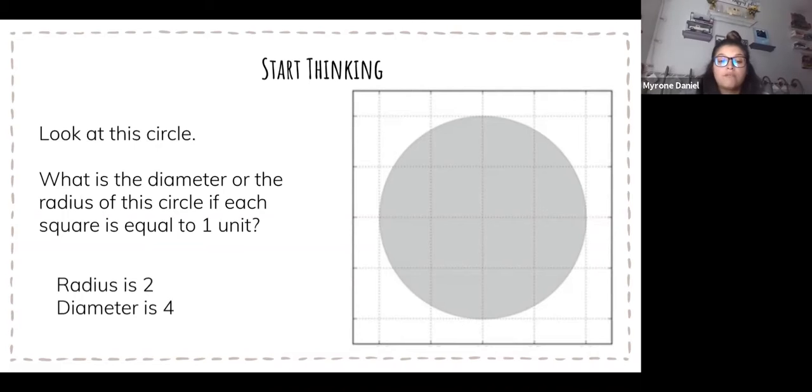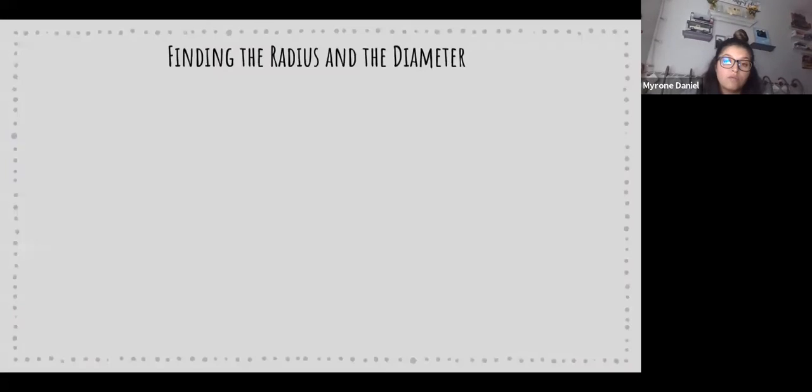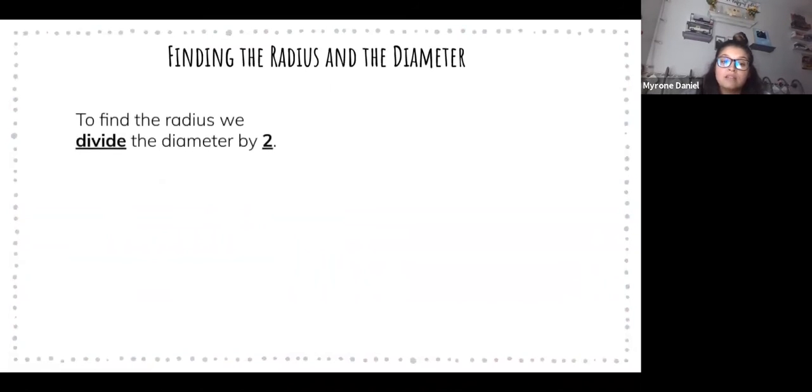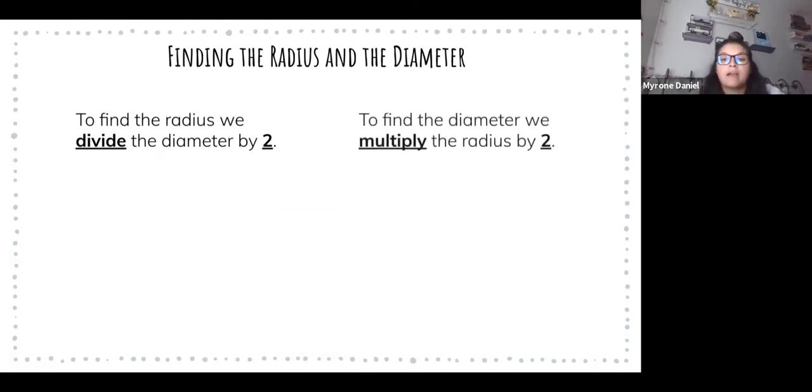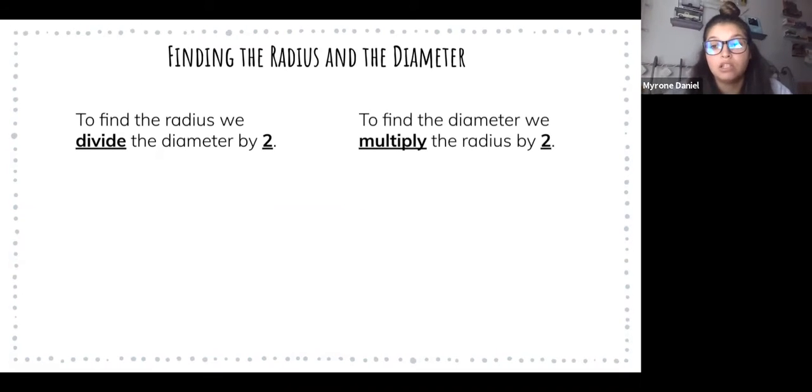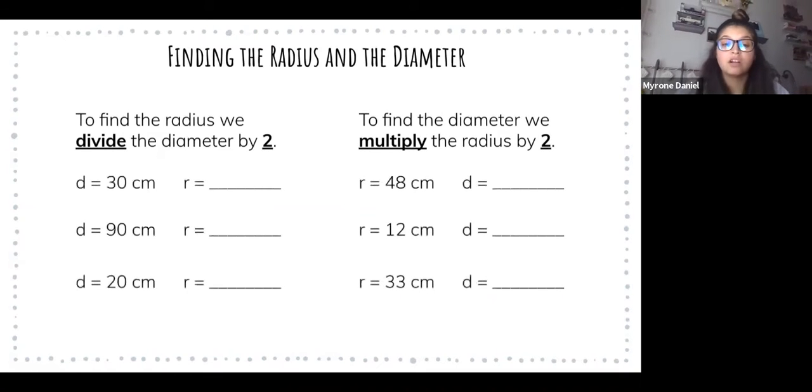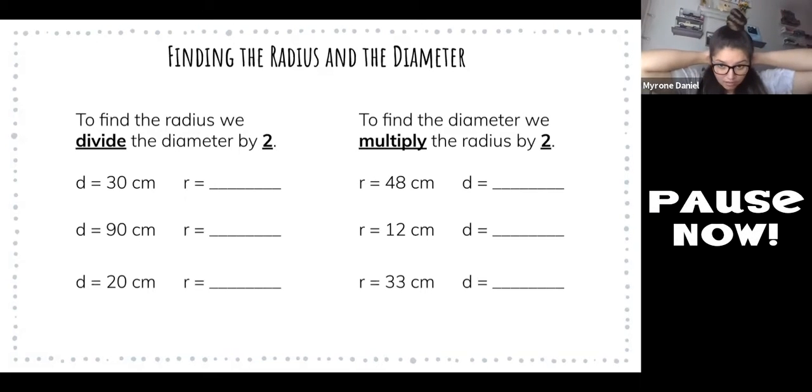We're going to go into how to find the diameter and the radius of a circle right now. To find the radius, we divide the diameter by 2. And to find the diameter, we multiply the radius by 2. Here are some problems I want you to try. Just know that if you have the diameter, you're going to divide it by 2 to find the radius. And if you have the radius, you're going to multiply it by 2 to find the diameter. So pause the video again for 4 minutes to find the radius and the diameter with the given problems.